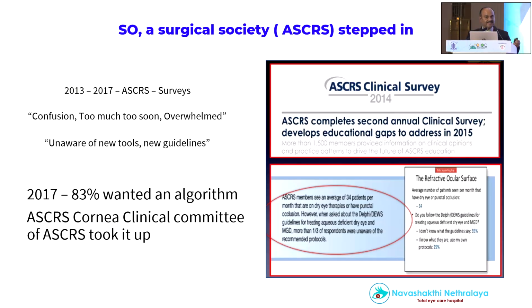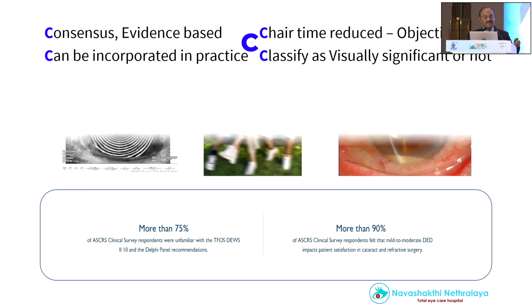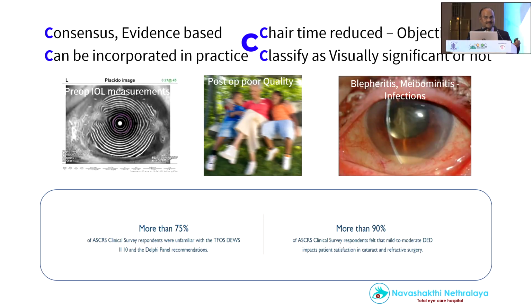Hence, ASCRS decided to start a committee to come out with a report and prepare an algorithm on what should be done in cataract surgery if the patient has dry eye, or how to prevent dry eye after cataract surgery. Now, any algorithm should be consensus based, easily incorporated into practice, reduce the chair time of the surgeon, and most importantly, in this case, we should be able to classify it as visually significant or not.